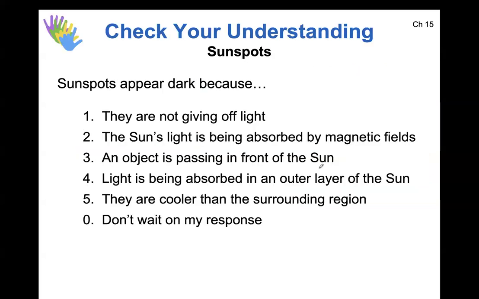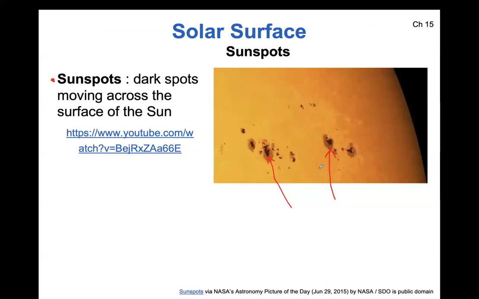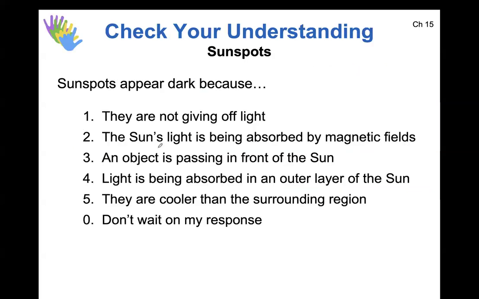Why do they appear dark? Notice this is a similar question to why the edges of granules appear dark. Oh, and if you're wondering why this image doesn't show granules, it's just the way that it's been processed and the particular wavelengths that are being shown. They're still there, but our focus is on the sunspots. The sunspots would cover maybe a dozen granules typically in size. But anyway, so going back to why they appear dark.